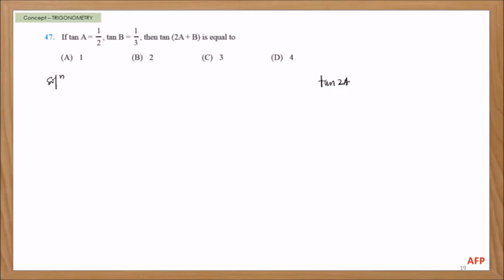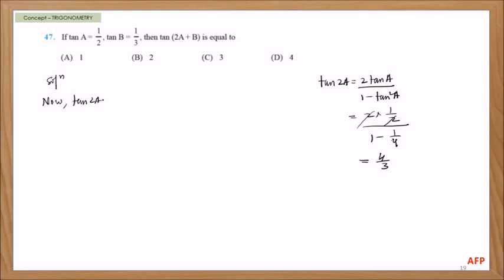We will find 2 times tan A over 1 minus tan square A. Okay, 2 times tan A is 1 by 2, and 1 divided by 1 minus (1 by 2) square, it is 4 by 3. If you simplify, cancellation, multiply it, you get 4 by 3.